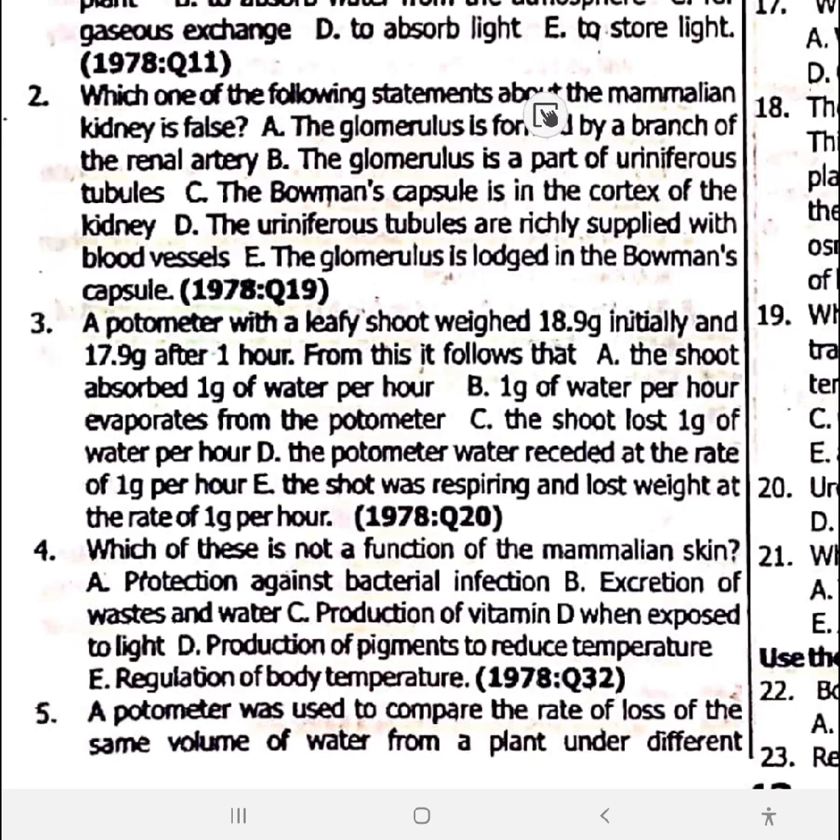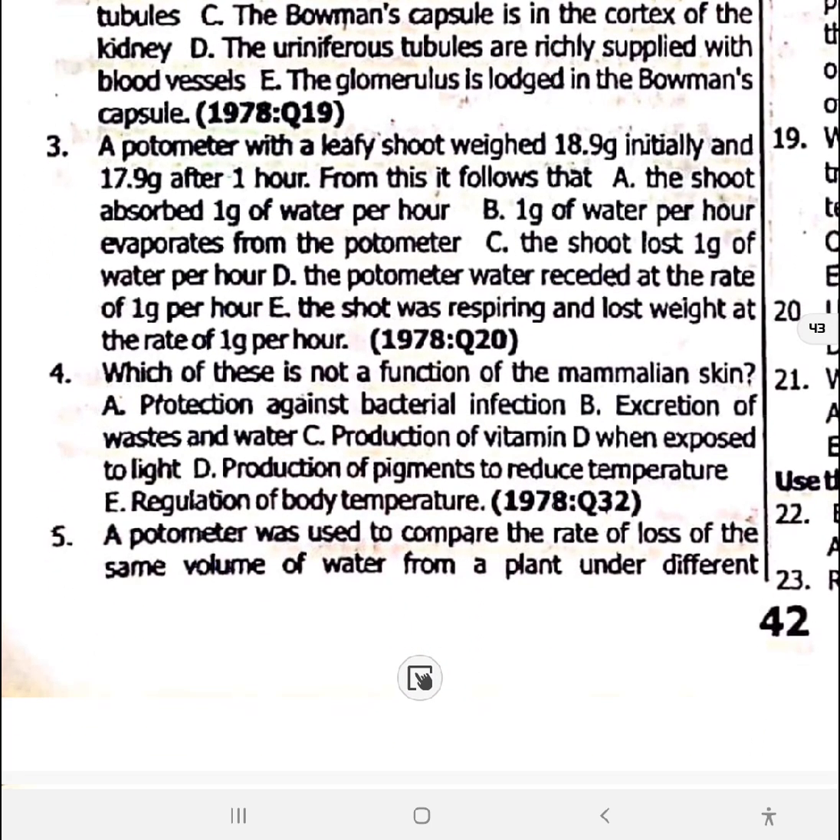So go back. We said which one of the following statements about the mammalian kidney is false? Two, we said the glomerulus is not part of the uriniferous tubule. Two is B. Three, the potometer, we've touched. We are at number four. Which of these is not a function of the mammalian skin? Option D is not a function of it. Production of pigment to reduce temperature is not possible.